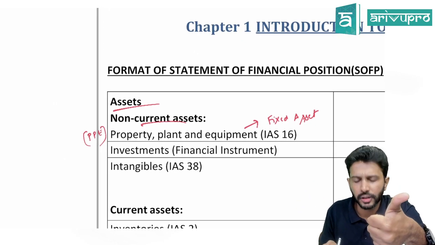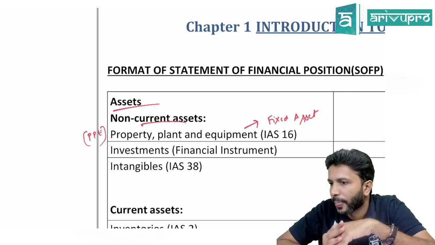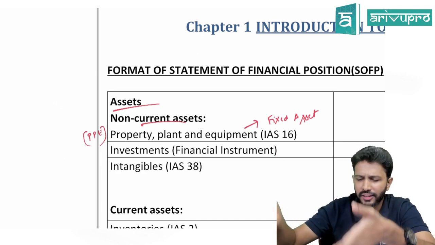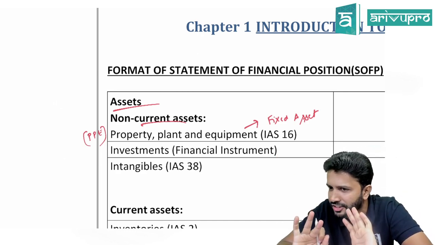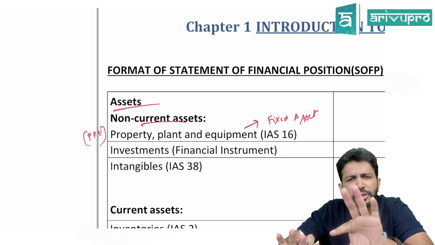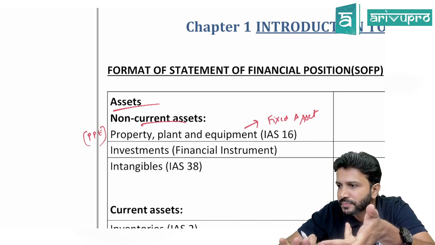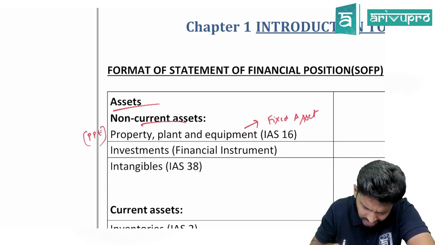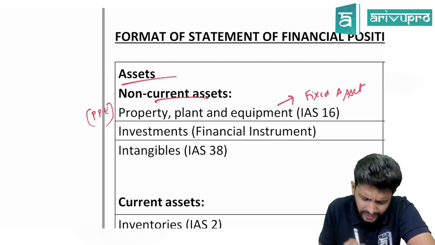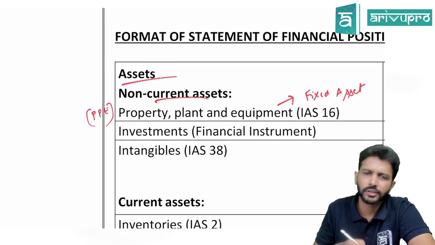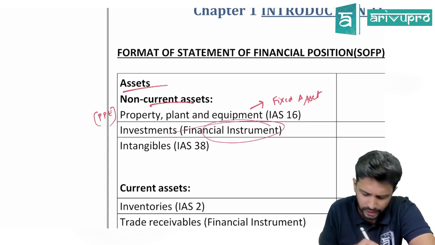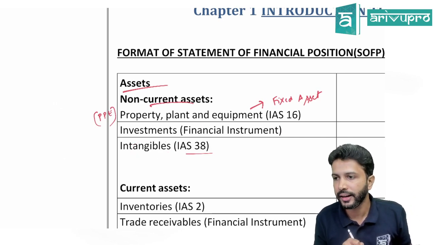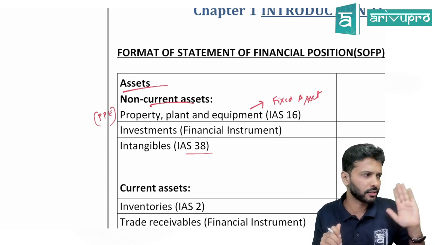Property, plant and equipment means fixed assets. This TV, iPad, camera and all these are fixed assets, and they are visible. You also have some intangible assets like goodwill, patent, copyright, brand, etc. And then you could also have some investments. How to account for the investments? There is a topic known as financial instruments, where we'll be learning that. Intangibles are covered under IAS 38. Each standard is there, and we'll be spending enough time. You don't have to worry about them.